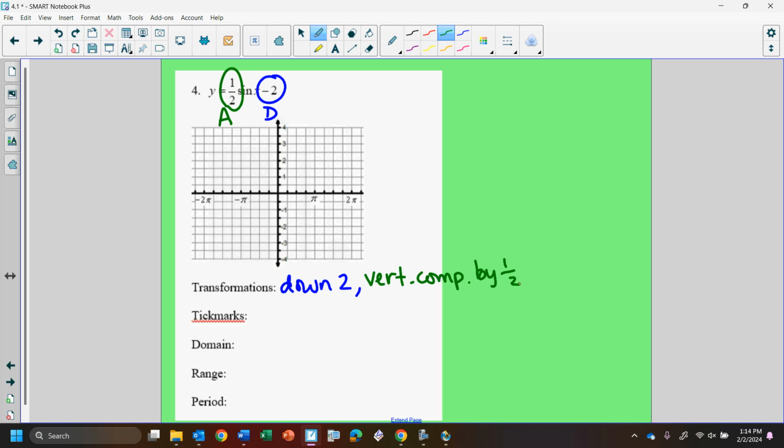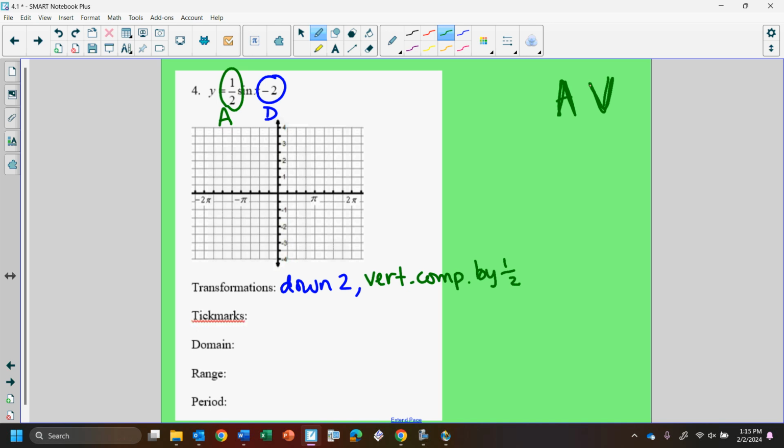Why is it vertical compression instead of just compression? Because we have two types of compressions now. There's horizontal compressions and vertical compressions, so you have to specify which one it is. If it's an A, it's vertical. Think about A and V. They kind of have that same shape, right? That helps you remember that A is vertical, B is horizontal.